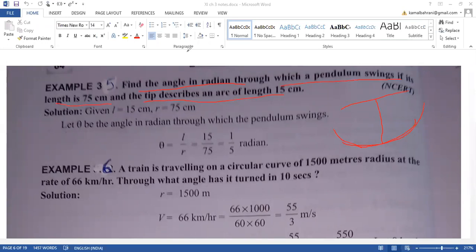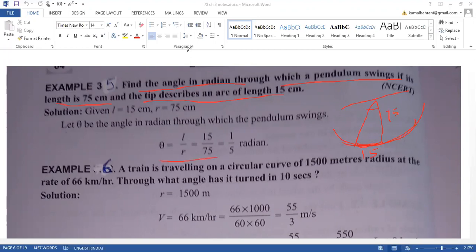We have to find the angle in radian through which the pendulum swings if its length is 75 centimeter, and the tip describes an arc. Suppose this is the arc. When the arc is 15 centimeter and the length of the string is 75 centimeter, you have to find the angle measure. So everything is given.